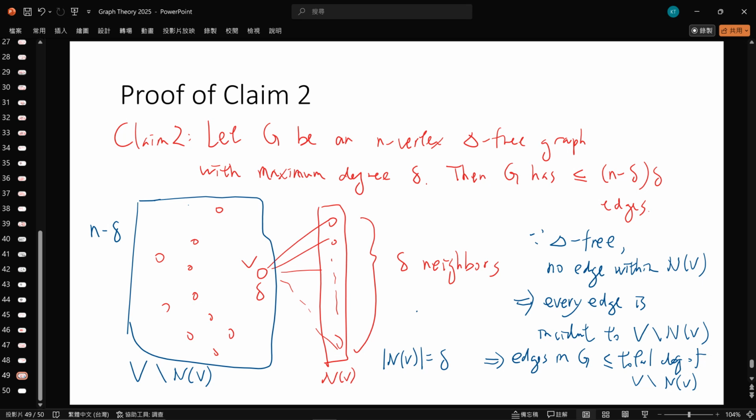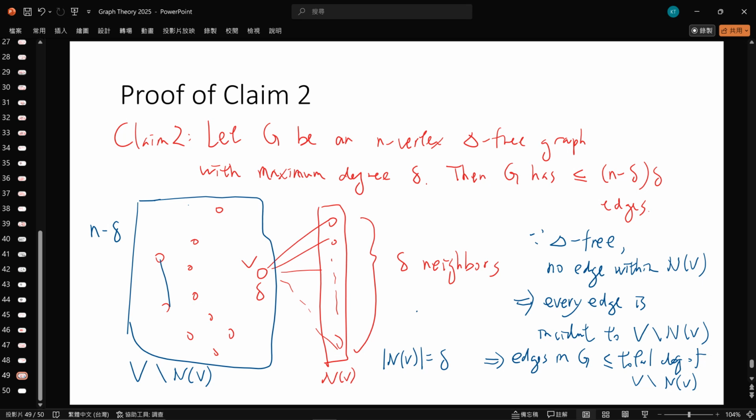So yes, there may be some double counting, right? For example, if we have an edge like this, then we'll count this edge twice when we consider the total degree of this blue set. But nonetheless, we just want an upper bound, okay? So I want to find some number that is greater than the number of edges, so that we can have an upper bound. So this holds, okay? And then the rest is simple.